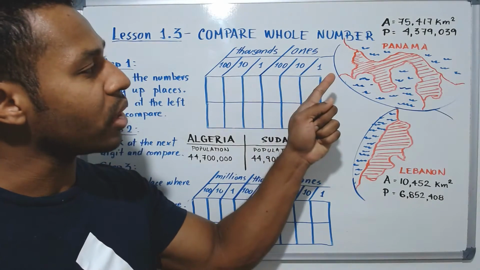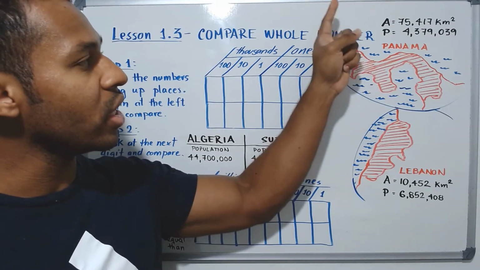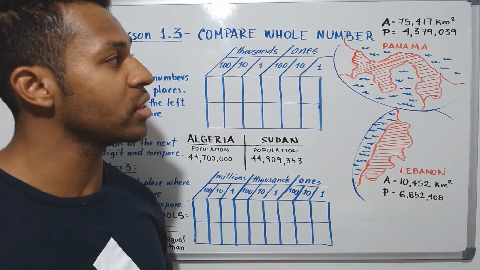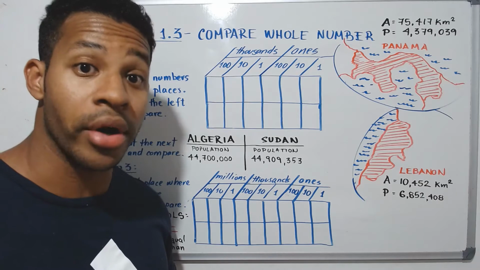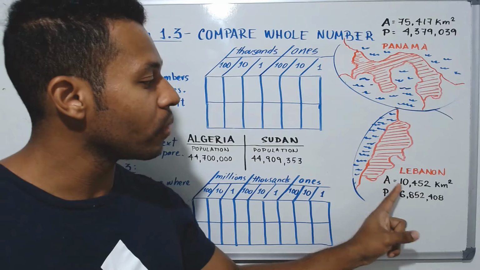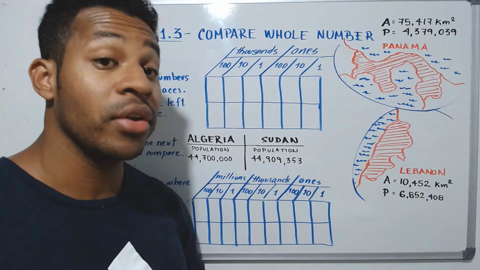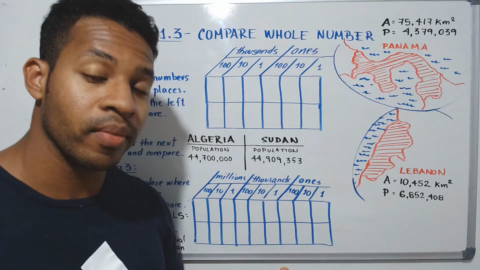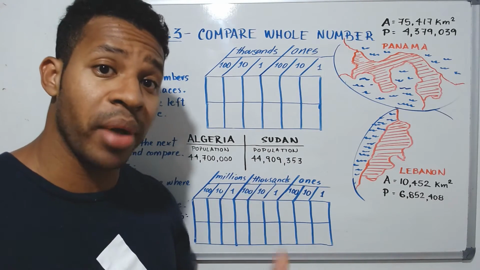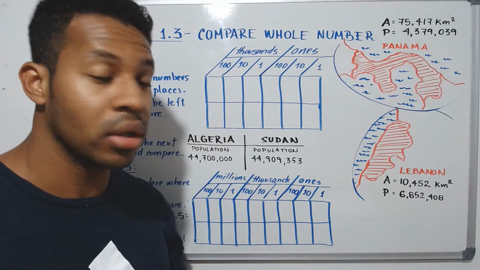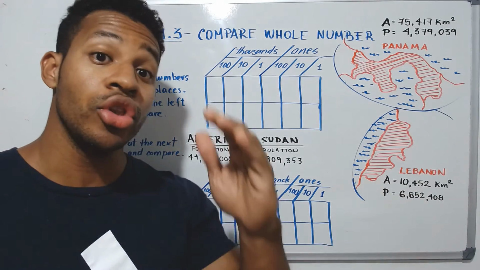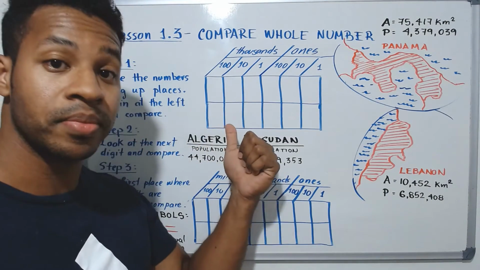Think about Panama. Panama has an area of 75,417 kilometers squared. Lebanon has an area of 10,452 kilometers squared. Which of the two countries has more space on Earth? In order to compare these two quantities, you need to use a place value chart.